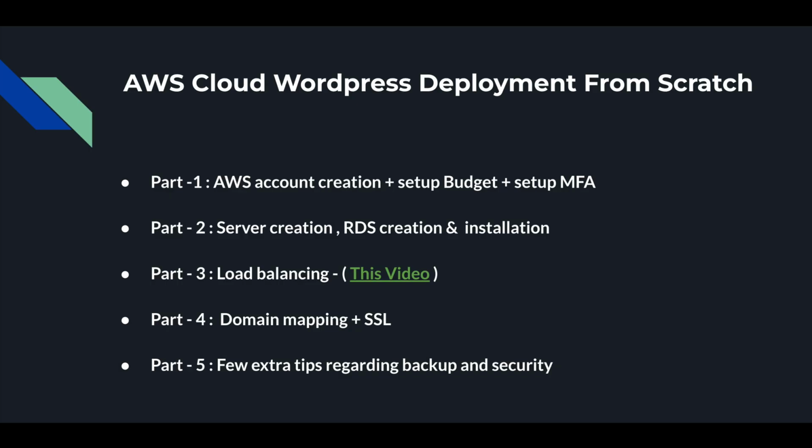This is the third part of our WordPress on AWS series. If you haven't seen the previous part where we deployed a simple WordPress website on EC2 and RDS, you can click on the I button to watch it.